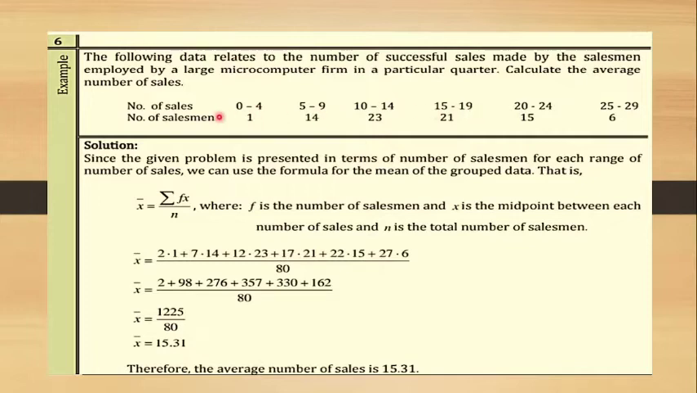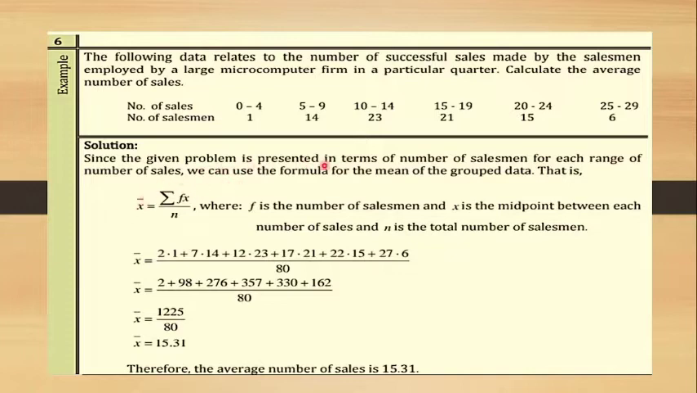15 to 19 number of sales, the number of salesmen is 21. For 20 to 24 number of sales, there are 15 salesmen. Number of sales 25 to 29, the number of salesmen is 6. So, we have here the solution.